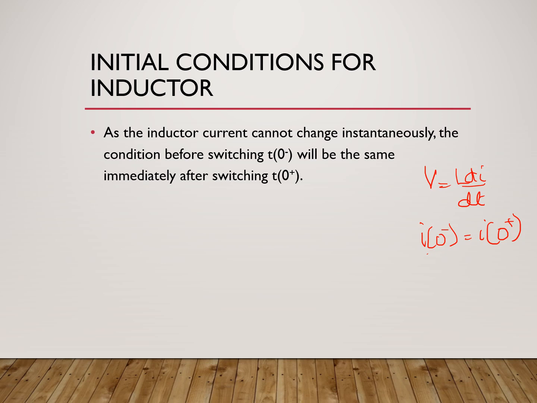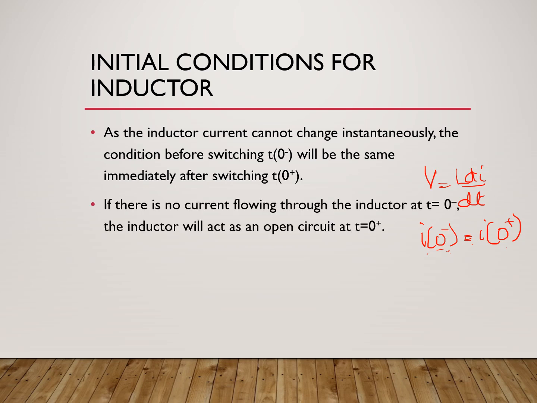So if there was a 5 ampere current through the inductor before switching, the same current would flow through the inductor immediately after switching. Just after switching, it will not become 0 or whatever value. So I0 minus is equal to I0 plus. If initially there was no current through the inductor at 0 minus, then at 0 plus also the current would be 0, which means the inductor will act like an open circuit. Even if the switch is closed, that current cannot immediately change, which means that at time t is equal to 0 plus.